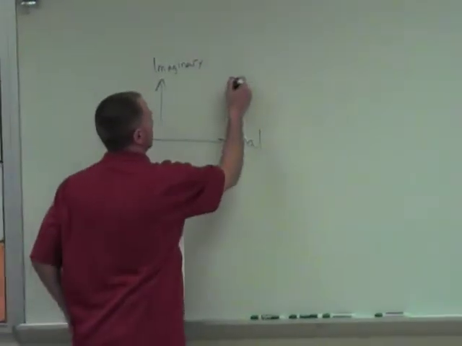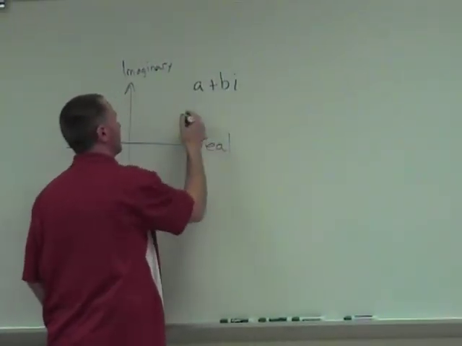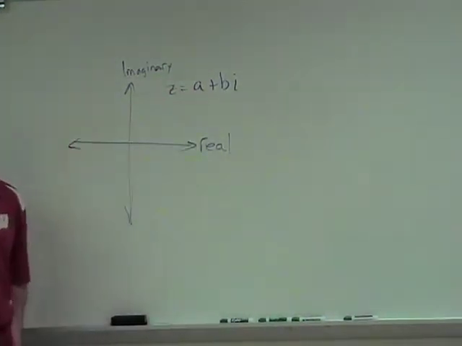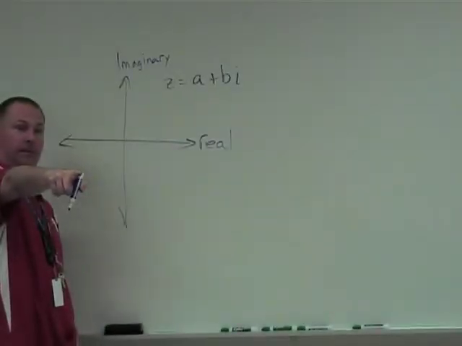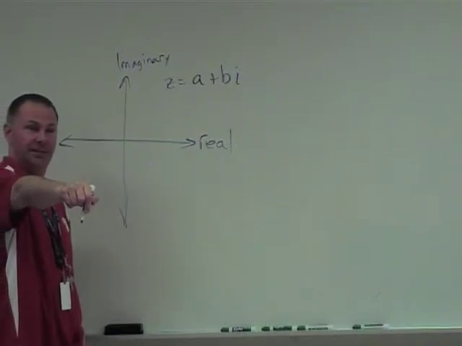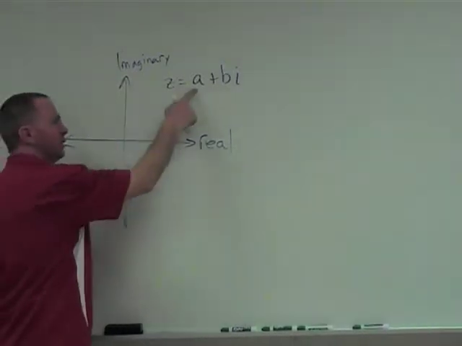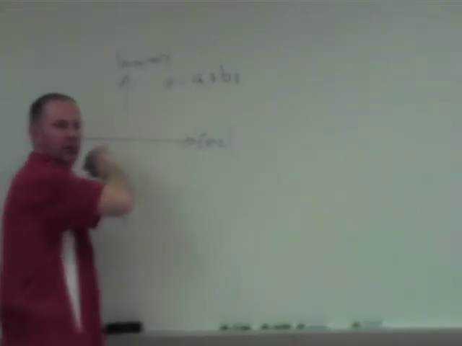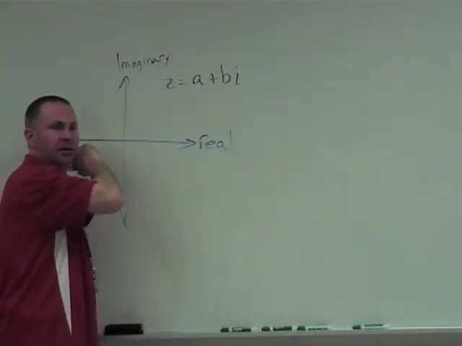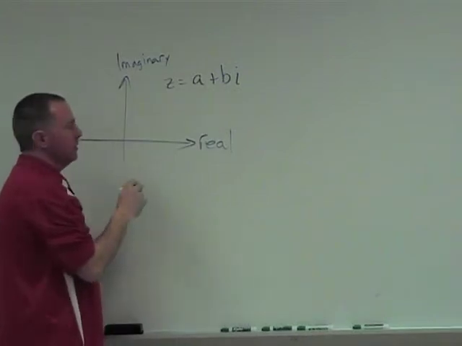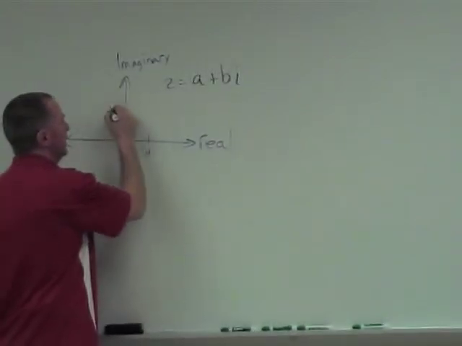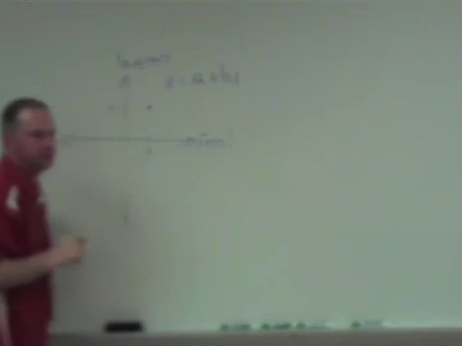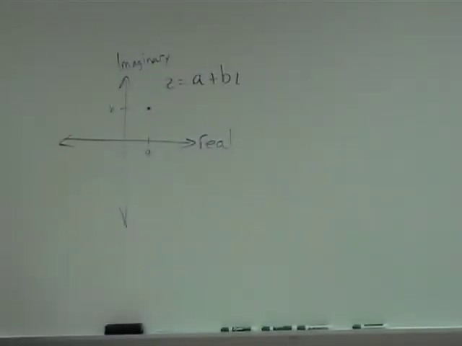This is your real. This is your imaginary. So, what did you learn when you had something like this? Let's say z equals a plus bi. How do I graph a plus bi? What's the general way of doing that? This is my real number. What's your imaginary number? The coefficient on i. Okay, so this is your a, that's your b, and that's where that would be. Excellent. Good job.